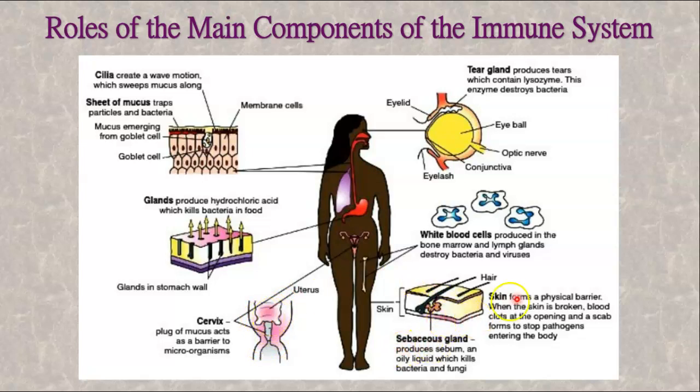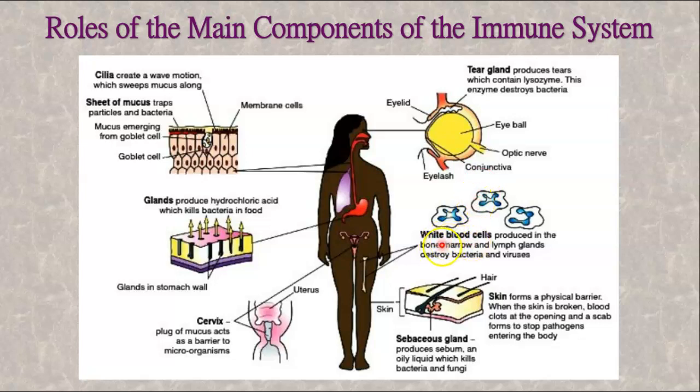We also have the skin, which forms a physical barrier. When the skin is broken, blood clots at the opening and a scab forms to stop pathogens entering the body. The sebaceous glands produce sebum, which is an oily substance that kills bacteria and fungi. We also have tears from the tear gland that contain lysozyme. Lysozyme is an enzyme that destroys bacteria.